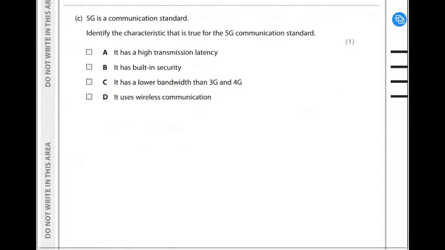Right, 5G is a communication standard. So we need to identify a characteristic that is true for the 5G communication standard. The way I would do it is think about what's not true as process of elimination. Well, we know 5G doesn't have a high transmission latency, so we can cross that out. It's not going to have built-in security, and it's not going to have a bandwidth lower than 3G and 4G. So it's going to be used as wireless communication. So the correct answer would be D.